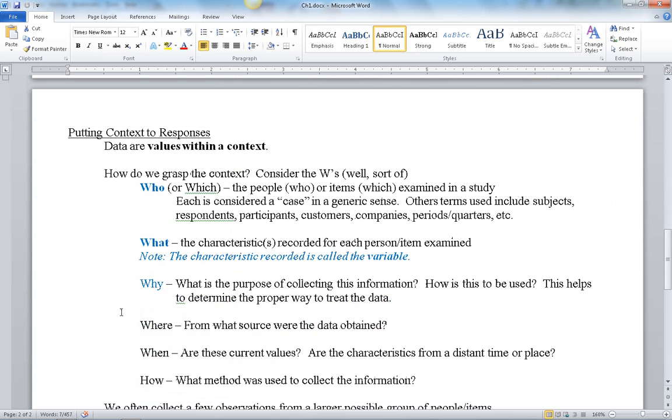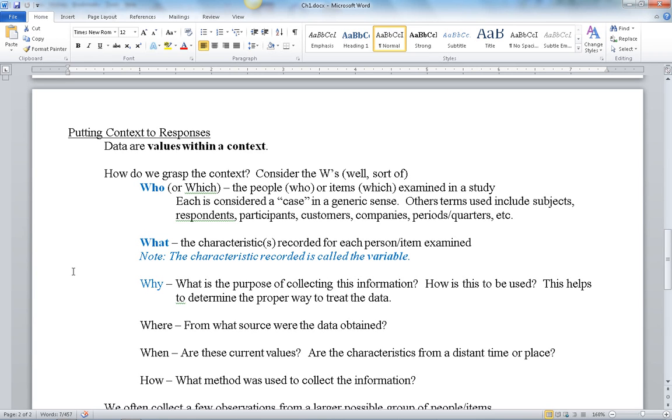So what we want to do is put things that are gathered into some type of context. So data, you want to think about, are values of some sort within a context. So how do we grasp the context? Well, what we've got to do is be sort of like an investigator and consider what are called the W's. Well, except for the word how, the W's at the end. But all the other ones begin with W's. So that's what a lot of people do, is say consider the W's.